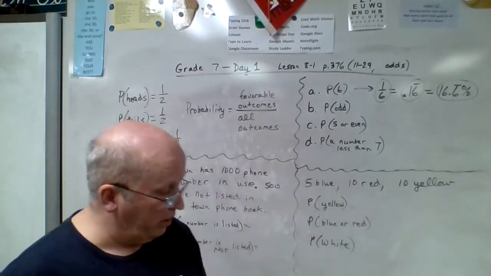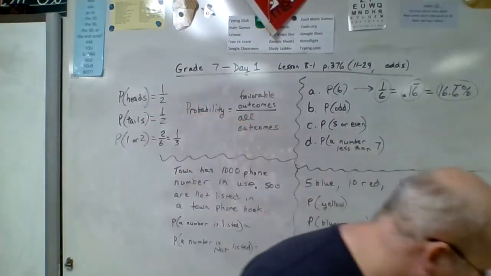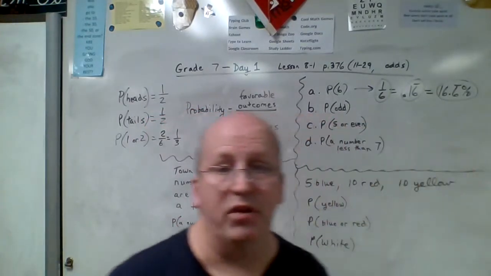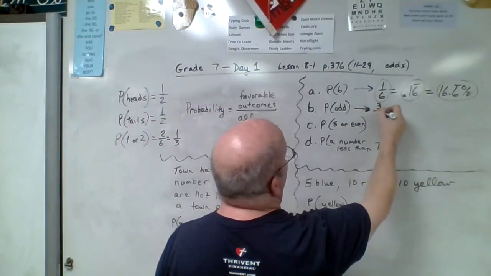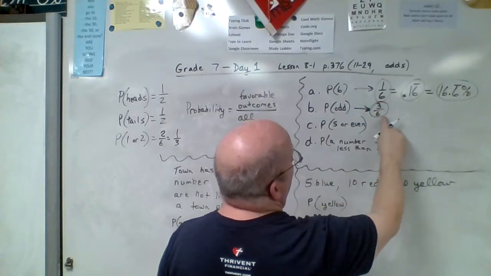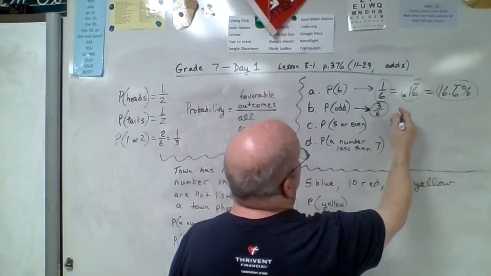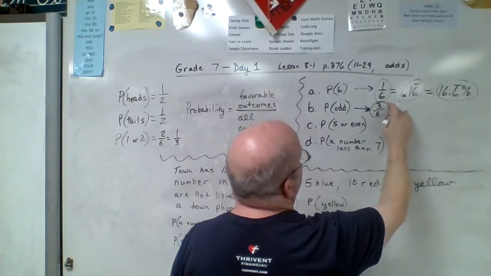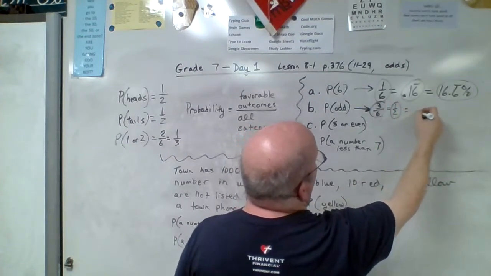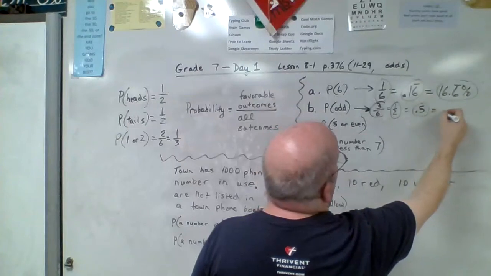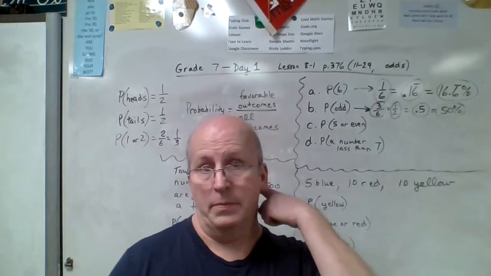Let's try the second one. B, what's the probability of getting an odd number? I see the number 1, the number 3, and the number 5. So there are 3 odd numbers in that circumstance. 3 odd numbers out of a total of 6 total outcomes gives us a probability of 3/6. Wait a minute, I wonder if we could simplify that. Yes, we can. 3/6 simplifies to 1/2. The decimal version is 0.5, and the percent is 50%. So there's our second example problem.